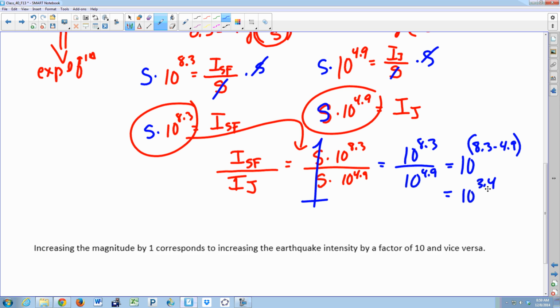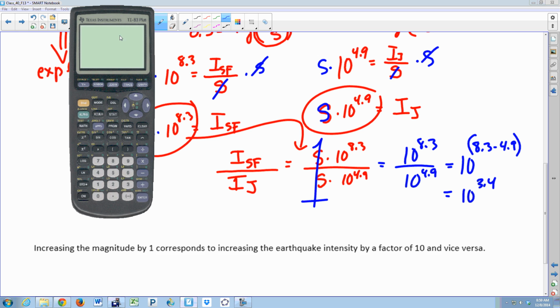Okay, everything's all right? All right, so 8.3 minus 4.9, let's see what that is with our calculators. And I put some calculators on your table if you don't have one.